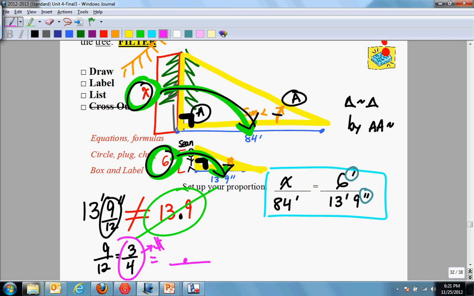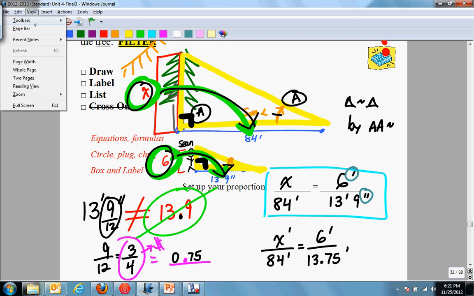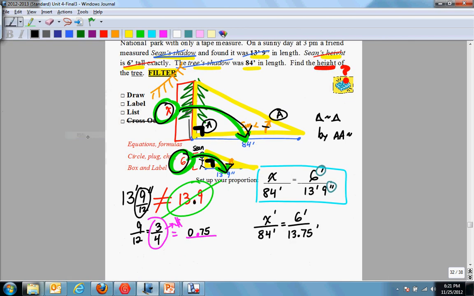3/4 of a dollar. You're used to thinking in terms of money. And if you do 3/4 of a dollar, that's like 3/4. And 3/4 is 0.75. So our proportion should actually look like this: x feet over 84 feet equals 6 feet over 13.75 feet. Now our units don't have a discrepancy. We're all in the same units.